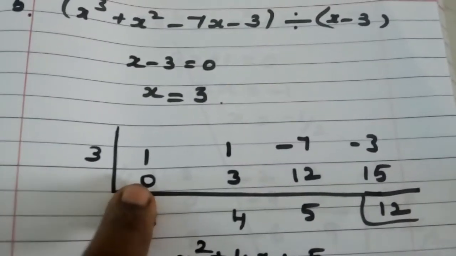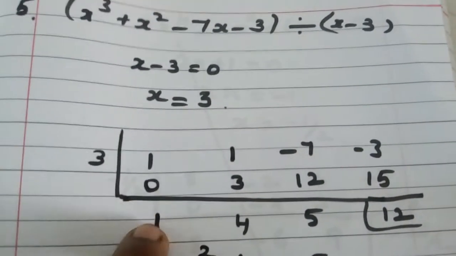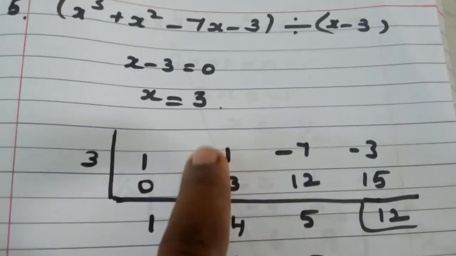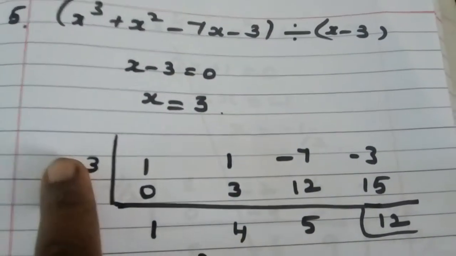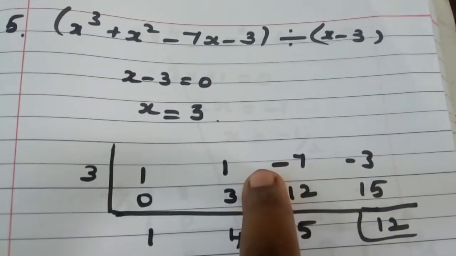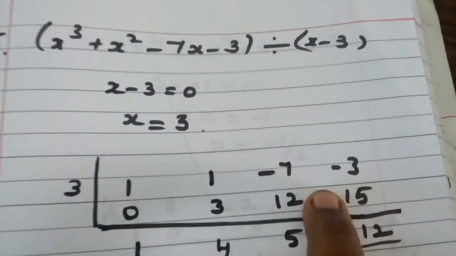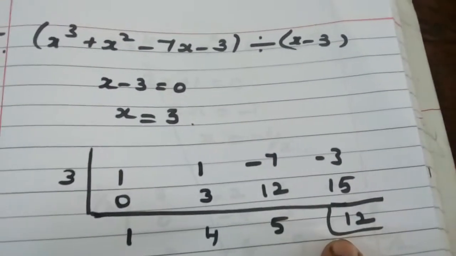Then always you have to put in the first place 0. Okay. Then add it 1. 1 into 3, 3. 3 plus 1, 4. 4 3s are 12. Then if you, this is plus and this is minus. So if you subtract, you will be getting 5. 5 3s are 15. 15 minus 3 is 12.